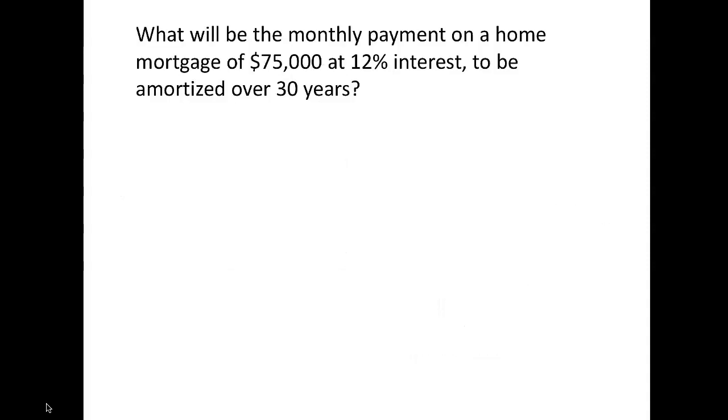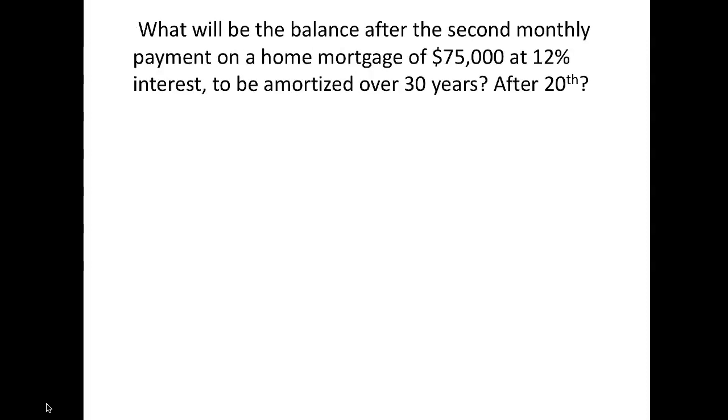So for example, what would the monthly payment be on a home mortgage of $75,000 at 12% interest to be amortized over 30 years? And what will the balance be after the second monthly payment on that mortgage? What about after the 20th payment? What about after the 100th payment? Let's look at an amortization schedule in an Excel spreadsheet.